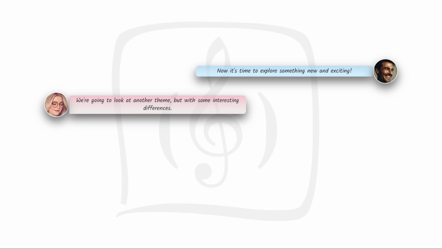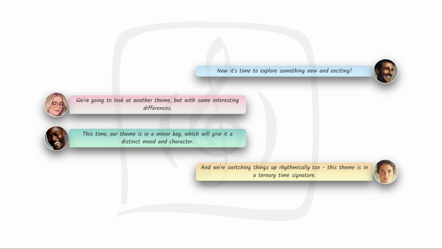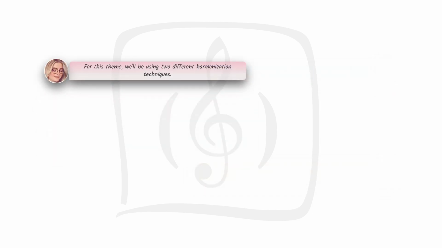Now it's time to explore something new and exciting. We're going to look at another theme, but with some interesting differences. This time, our theme is in a minor key, which will give it a distinct mood and character. And we're switching things up rhythmically too. This theme is in a ternary time signature. For this theme, we'll be using 2 different harmonization techniques.